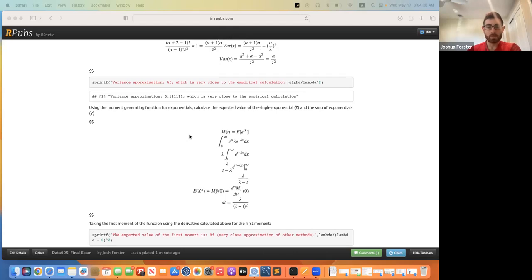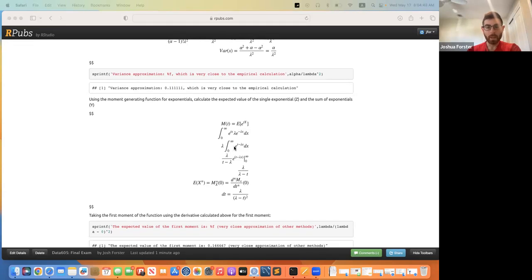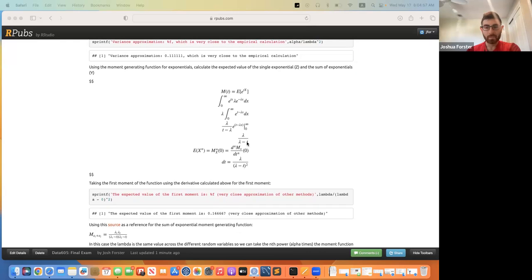And so a similar process to use the moment generating function for exponentials, calculate the expected value of the single exponential and the sum of exponentials. So we look to calculate the moment generating function, which essentially creates the expected value. So you see here for the exponential, we create the integral. We start to simplify by moving lambda out. And then we take integration actually.